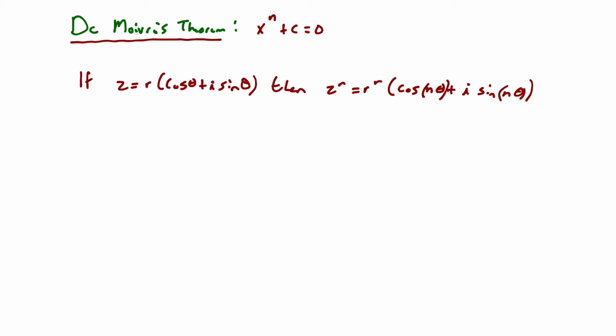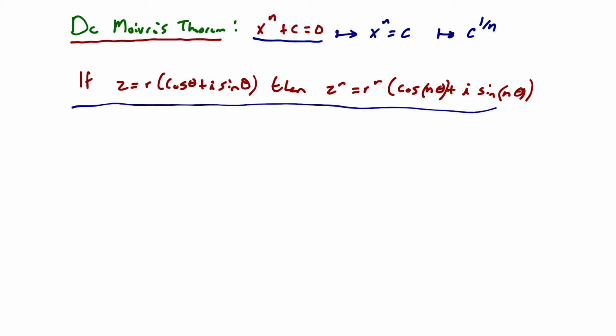And the way that we're going to go about solving this is, again, we need to subtract c from both sides to give x raised to the n is equal to c. And so therefore we want all nth roots of c. So we want to find out what numbers are c raised to the 1 divided by n. And this is where we apply this theorem here.